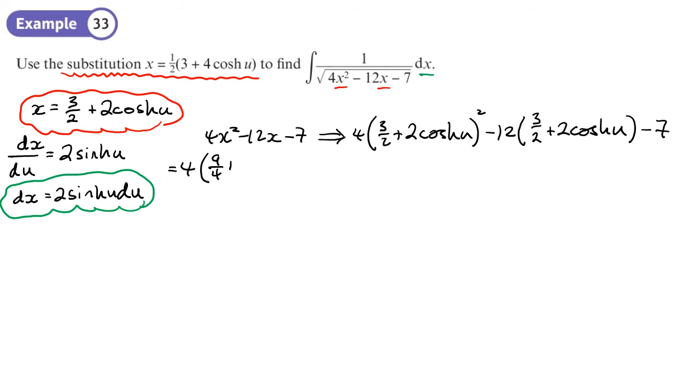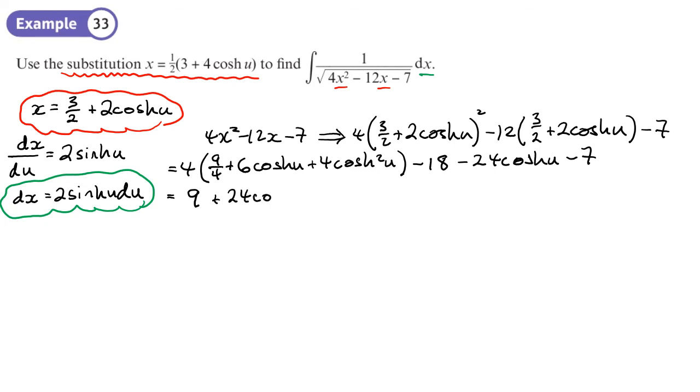Then we're going to do that again, so we'll have 6 cosh u. Then 2 cosh u times 2 cosh u is going to be 4 cosh squared u. Okay, then multiplying out the second brackets, we'll have negative 18, and then minus 24 cosh u minus 7. First bracket multiply out the 4, so we have 9 plus 24 cosh u plus 16 cosh squared u minus 18 minus 24 cosh u minus 7.